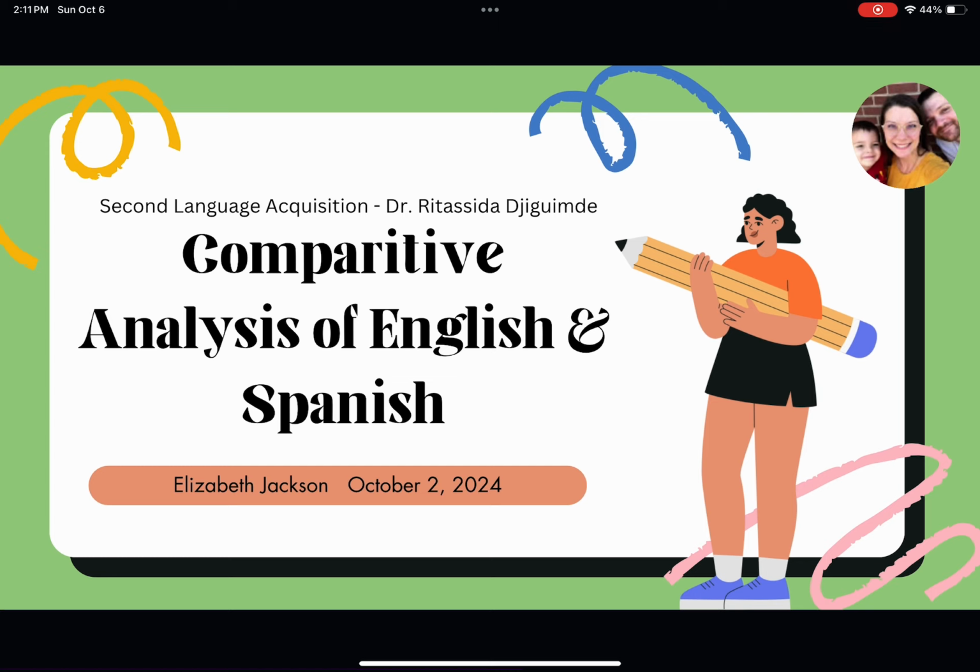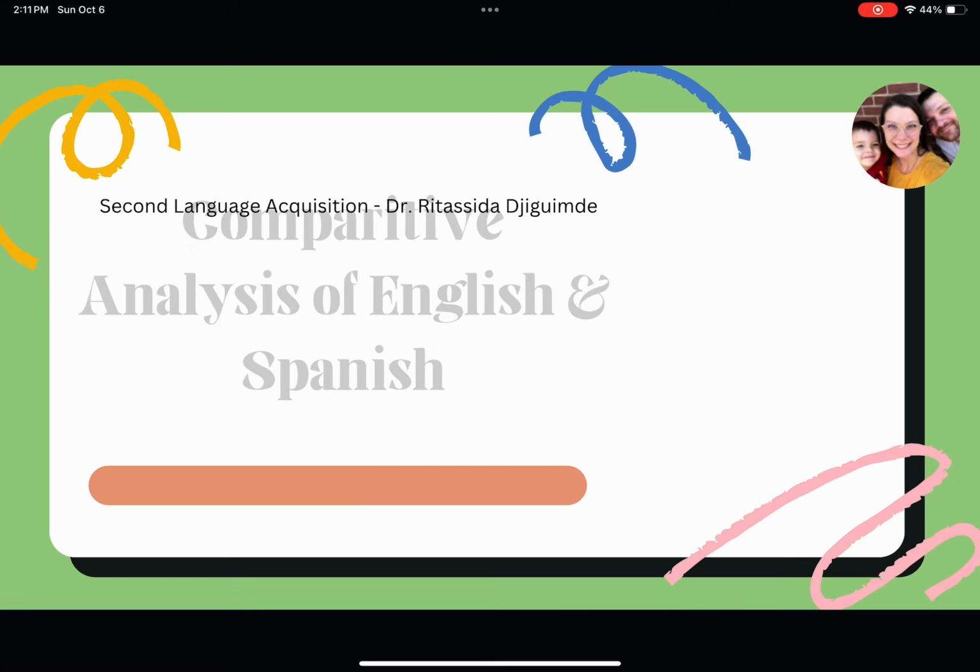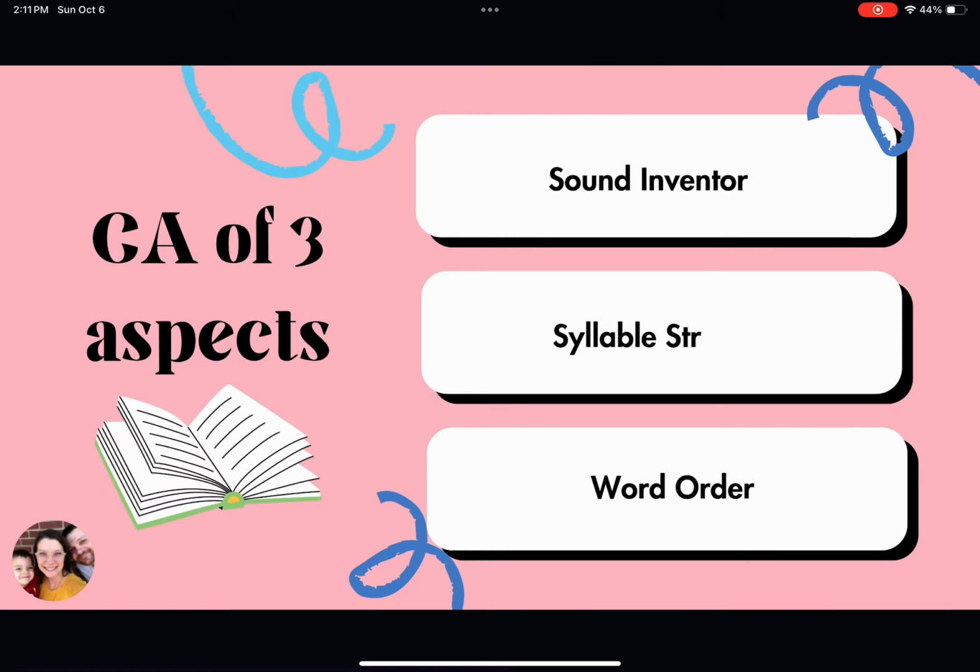This is a comparative analysis of English and Spanish. The three aspects that I will be comparing today are sound inventory, syllable structure, and word order differences and similarities between English and Spanish.